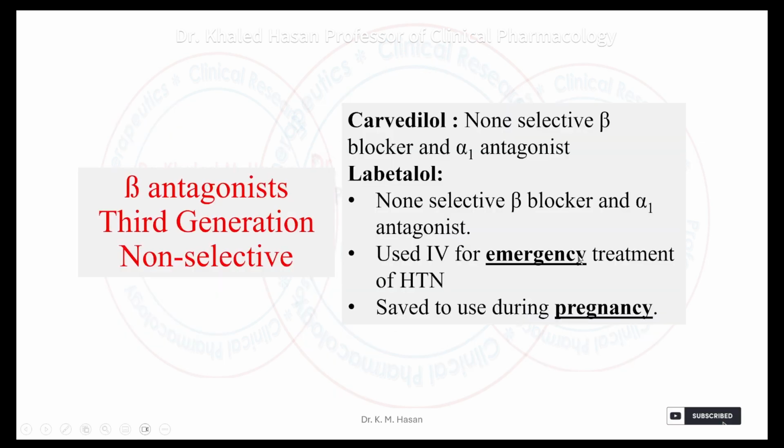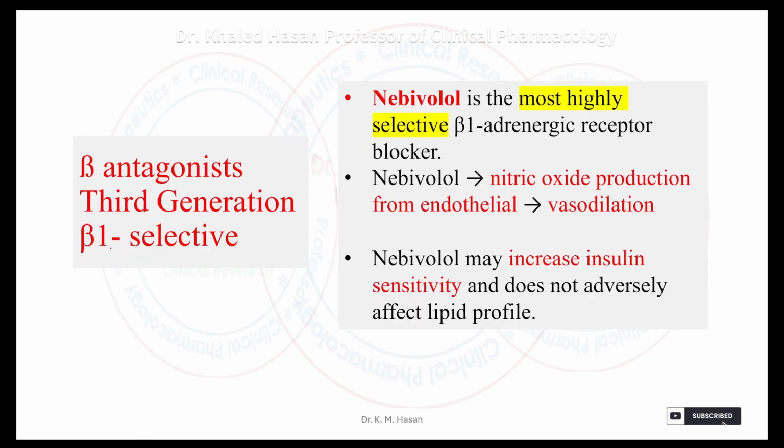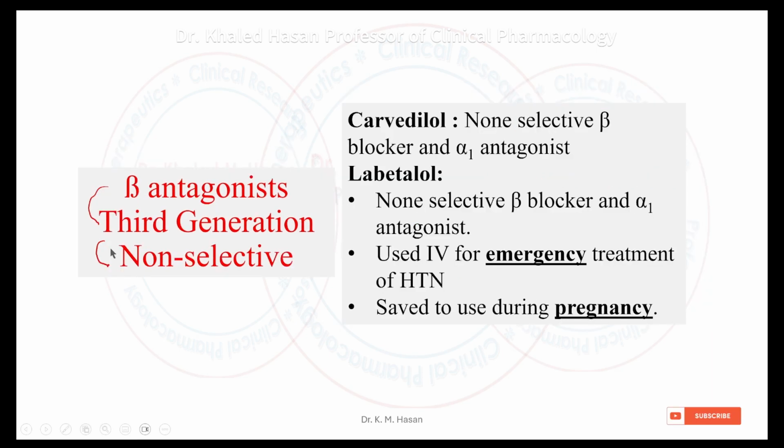Okay, the third generation beta blockers. With the third generation, we have two groups. Group number 1 is non-selective, and group 2 is selective. So for the third generation, we start with the non-selective. We have carvedilol and labetalol. Carvedilol is a non-selective beta blocker and also blocks the alpha 1 receptor. Labetalol is non-selective beta in addition to blocking alpha. Labetalol is used for emergency treatment of hypertension.